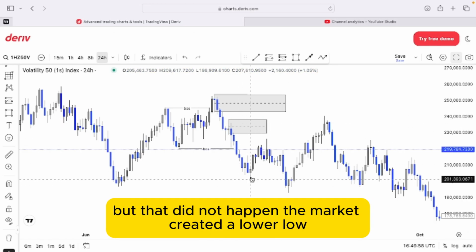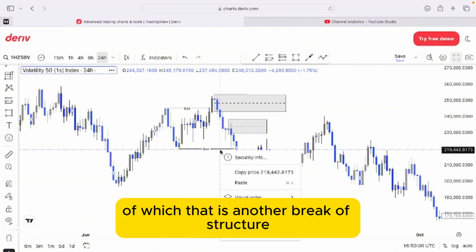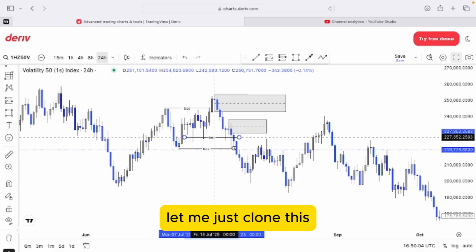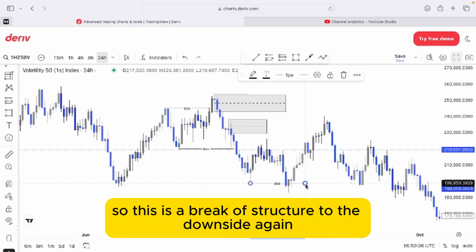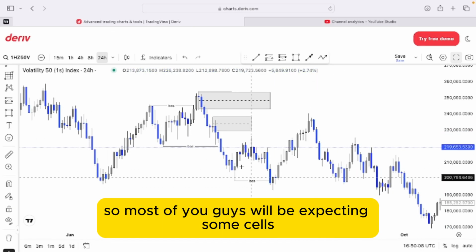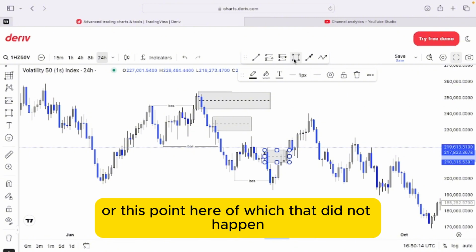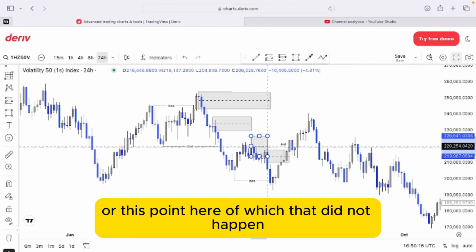The market created a lower low, lower high, lower low, which is another break of structure. Let me just clone this. So this is a break of structure to the downside again. Most of you guys will be expecting some sells on the current structure around this point here or this point here, but that did not happen.